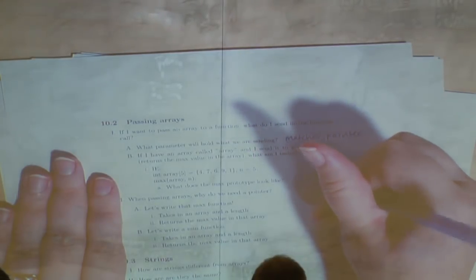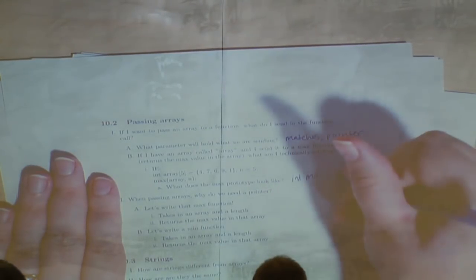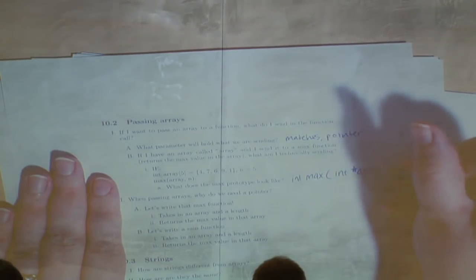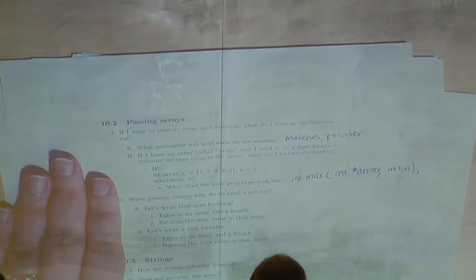And then we did this max function here. So the max prototype will look like int max, int star array, int n. That's what the prototype will look like. The reason we need a pointer is, again, we're just sending an address, and arrays are technically a type of pointer. Pointers aren't necessarily arrays, but arrays are pointers.